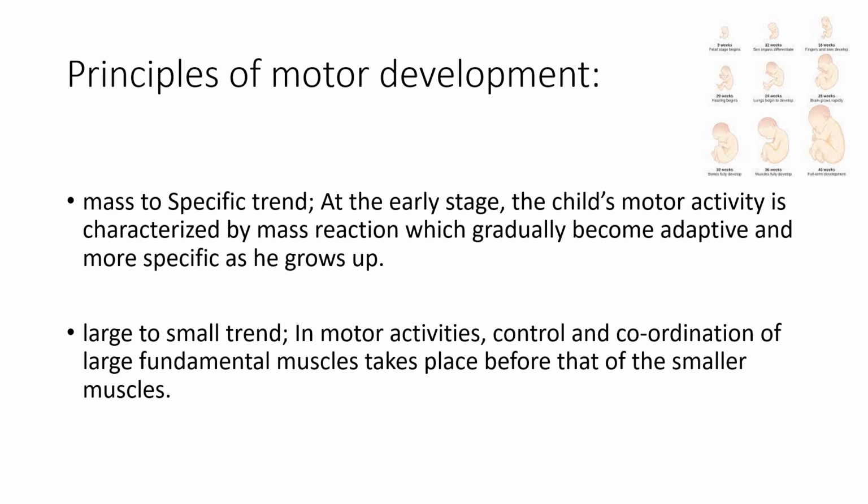There are some principles followed in the motor development of a child. One is the mass to specific trend. At the early stage of development, our children's motor activities are characterized by mass reactions, which gradually become adaptive and motor specific as the child grows up.